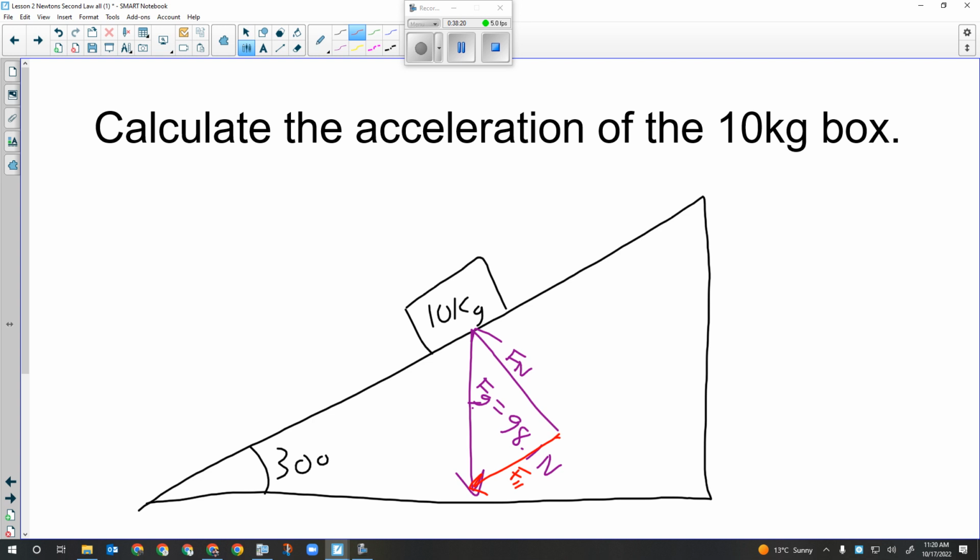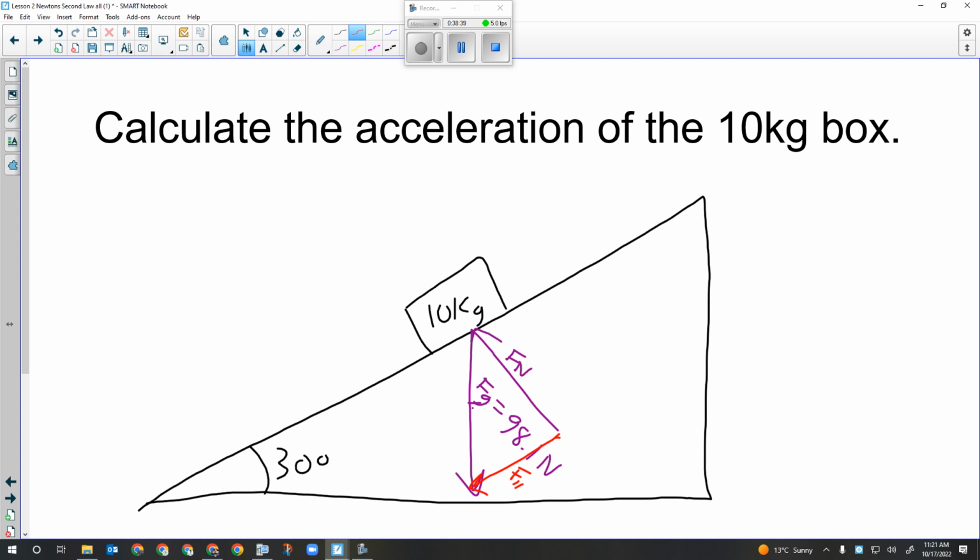Those are two parallel lines, by the way. F parallel. Okay? F parallel is the net force between the normal force and the force of gravity for any object placed on a plane. Now, I'm going to finish my free body diagram.